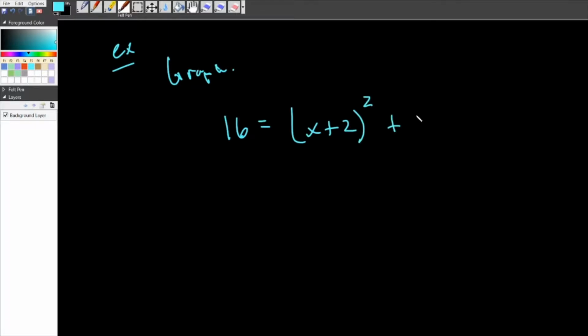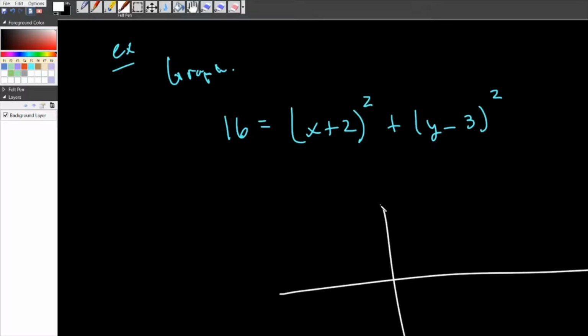Alright, let's continue. Let's graph one just to see what that's like. It's not too bad. Say we have 16 equals x plus 2 squared plus y minus 3 squared. When you graph these, on your homework you will have grids, thankfully. Just determine the center. So the center is what? Negative 2 comma positive 3. So go ahead and graph the center. So I go to negative 2, positive 3.